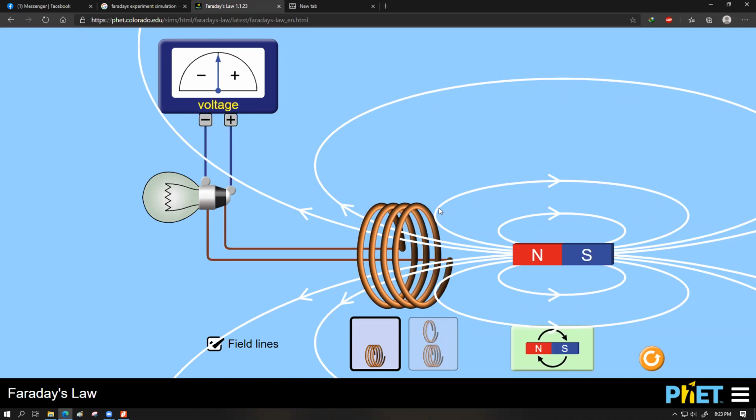The EMF generated in a coil can be said to be proportional, that's what Faraday's law is, directly proportional to the rate of change of magnetic flux linkage.